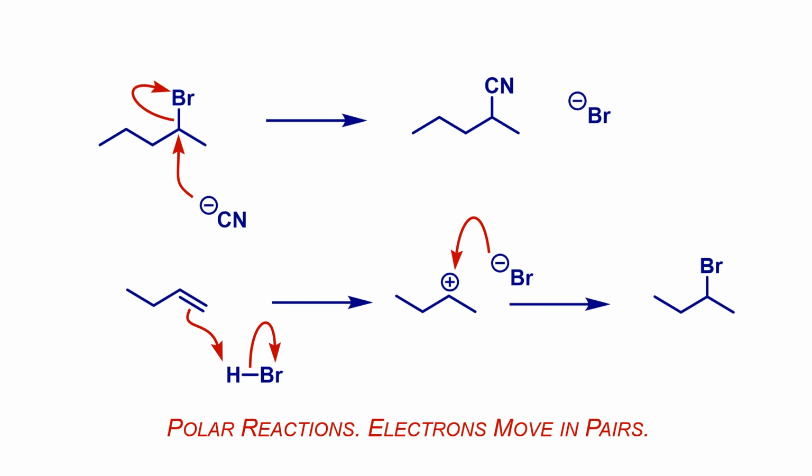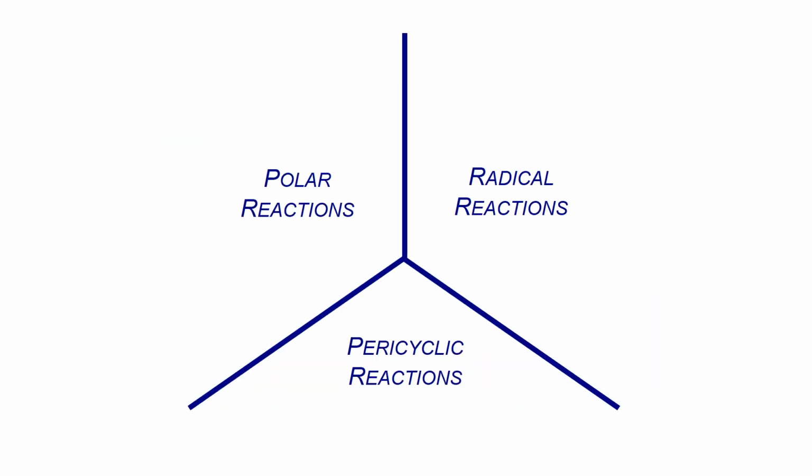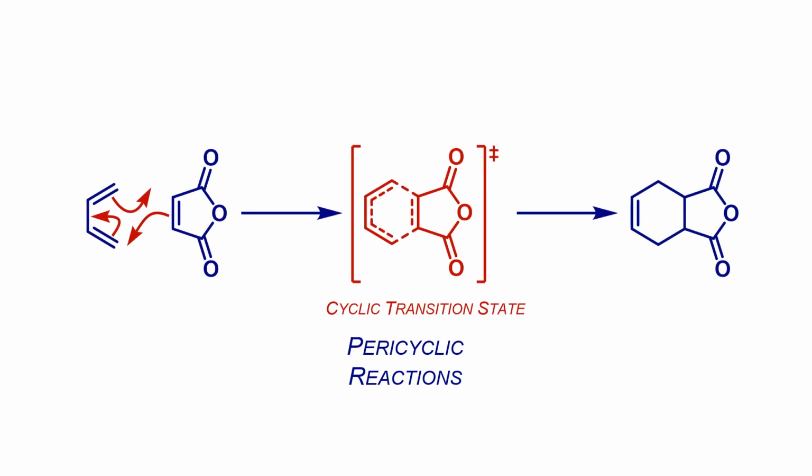But polar reactions aren't the only major class of organic chemical reaction. There are two others we need to be aware of and learn something about now: radical reactions and pericyclic reactions. Pericyclic reactions, like this one shown here, the reaction of an alkene and a diene, a reaction that's called the Diels-Alder cycloaddition after the people who first discovered it.